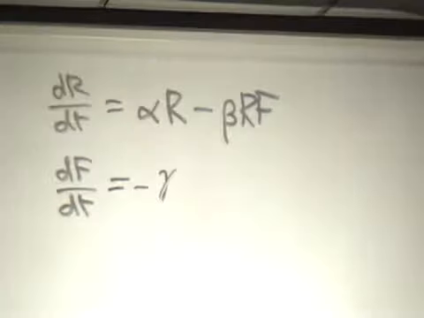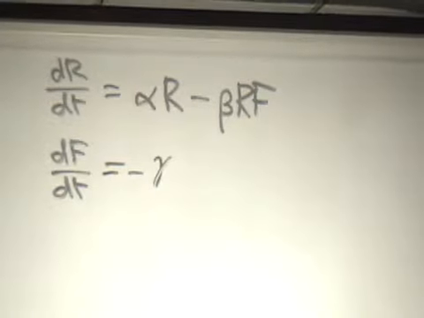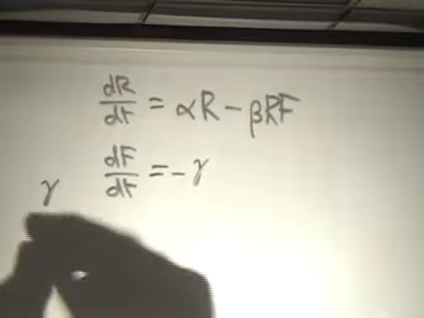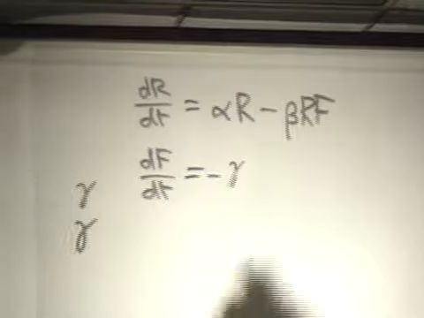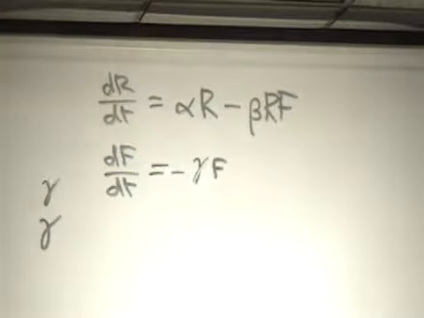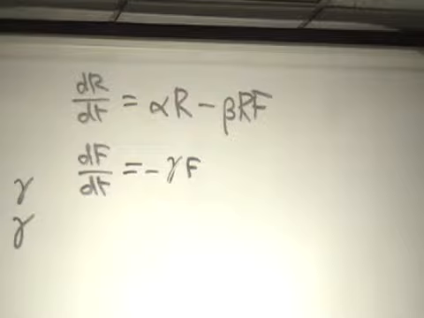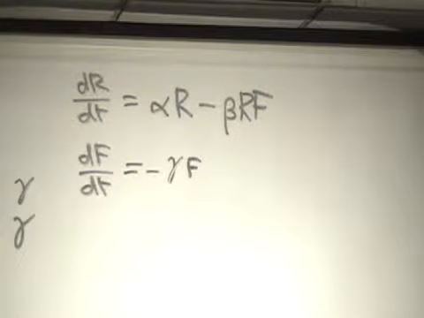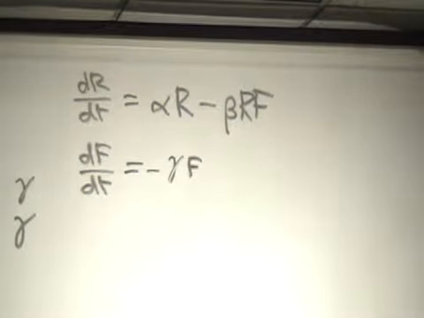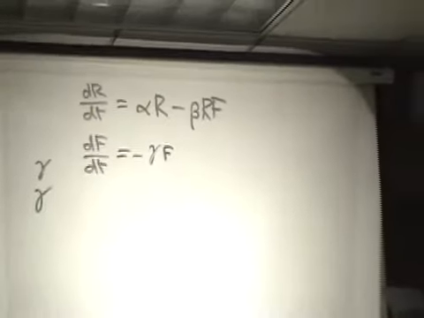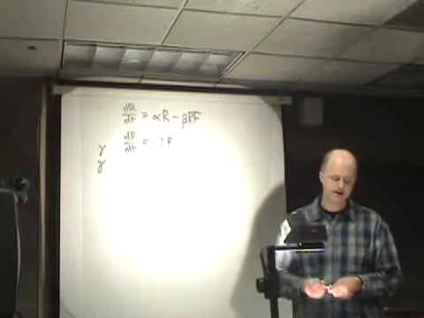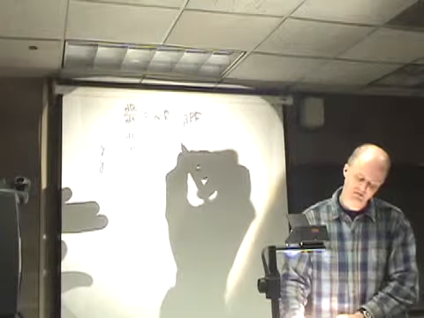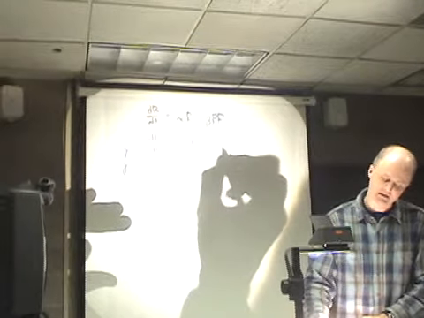There's going to be a constant negative gamma. It's supposed to be a gamma. It looks like that. Negative gamma times f is going to model an exponential decay in the fox population if there are no rabbits. But of course there are rabbits, and we want to take them into account. The effect of the rabbit population on the fox population is good. That's a positive contribution. We're going to model it like this.